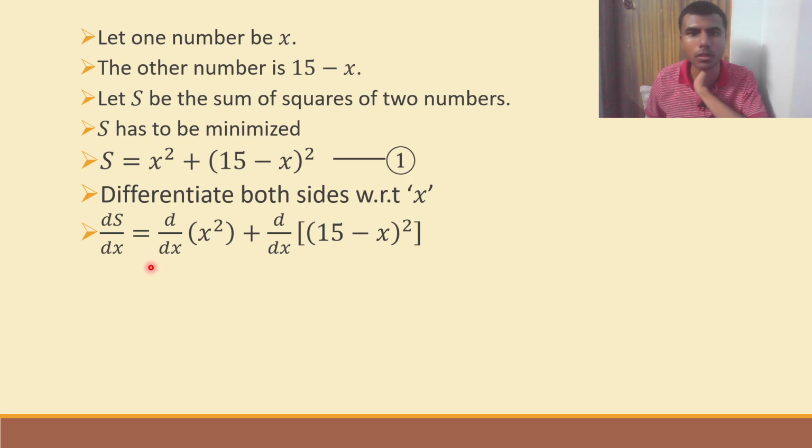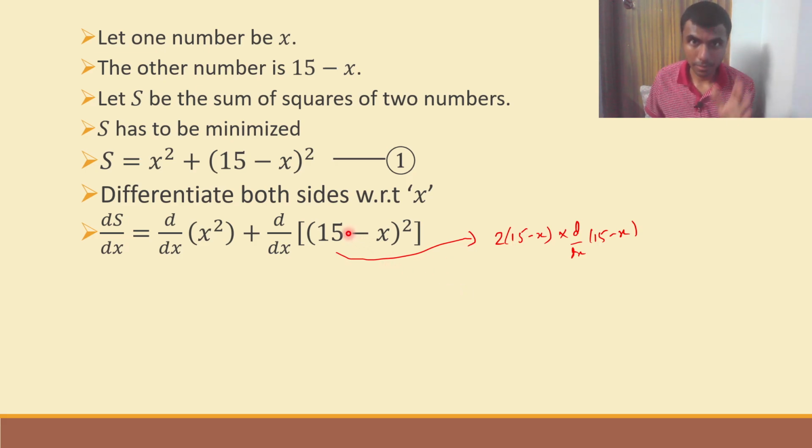Now how to find the derivative of (15 minus x) whole squared? Listen carefully. If you treat this as something squared, it is like x squared, whose derivative is 2x. So this one's derivative will be 2 into (15 minus x). But in place of x, I have 15 minus x, so into the derivative of 15 minus x.